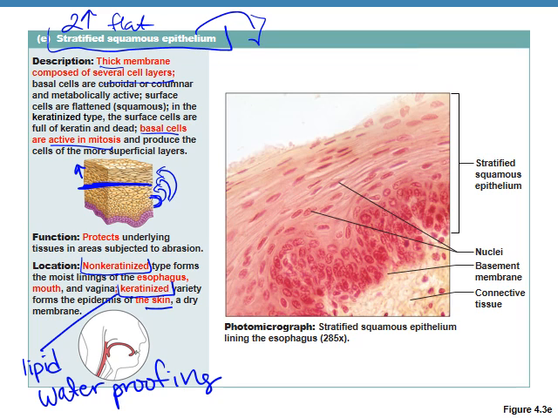Non-keratinized is another type of stratified squamous. Those cells do not produce keratin, and you find these in moist linings like the esophagus and the mouth and the vagina. So there's keratinized stratified squamous epithelium, and then there's non-keratinized stratified squamous epithelium.